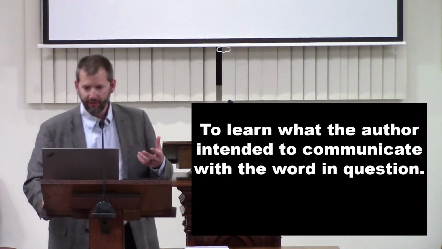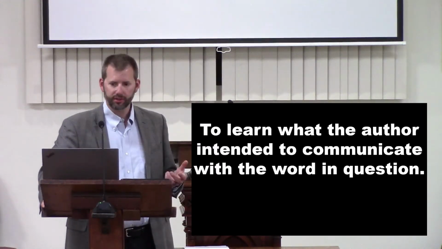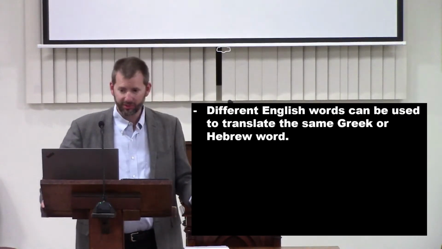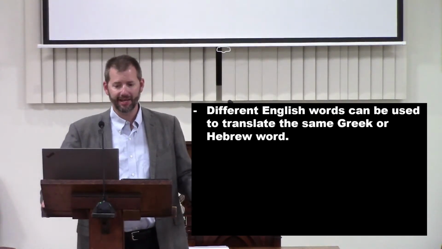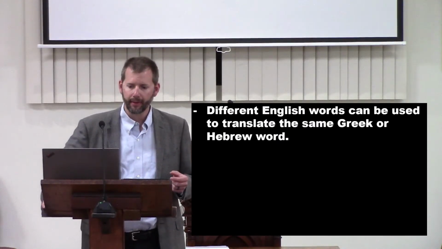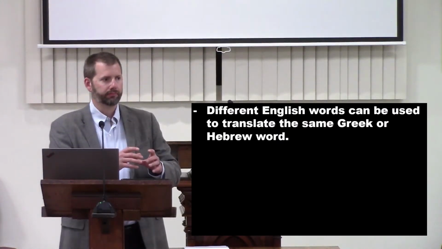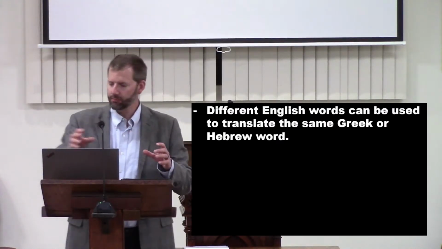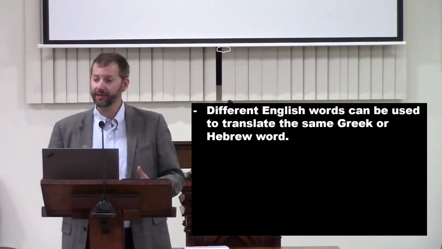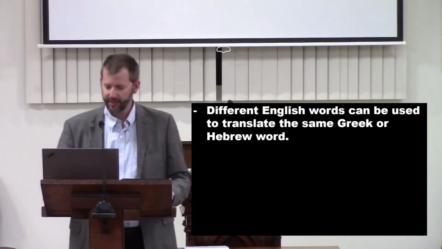Now, this becomes very, very important when we look at some of the quirks of translation. Different English words can be used to translate the same Greek or Hebrew word. We're going to get into the details of this in a minute. But you may have one Greek word that could be translated as multiple different English words, and each of those words has a very slightly different connotation. How do we know what the author intended?